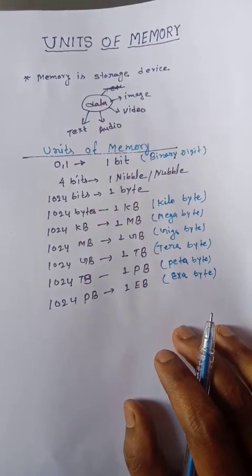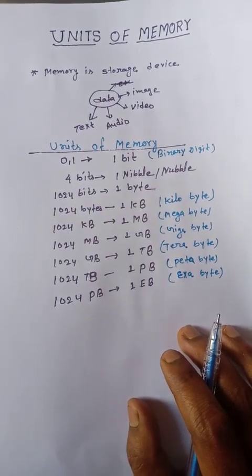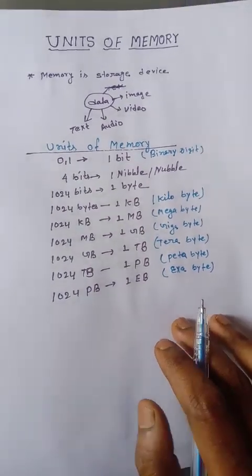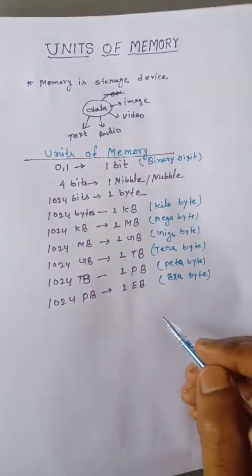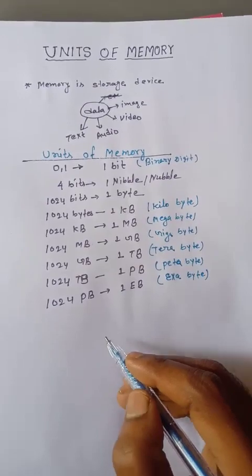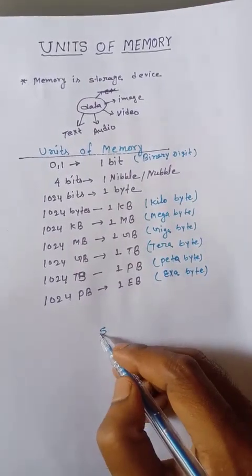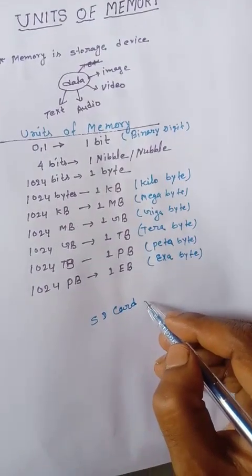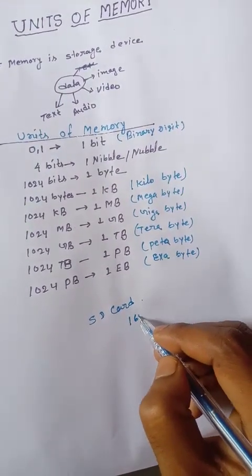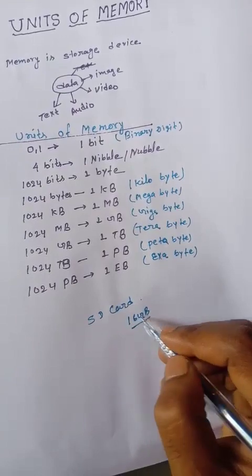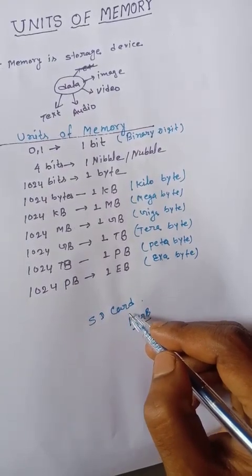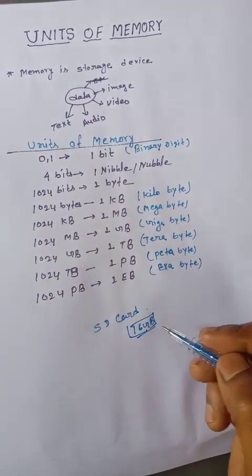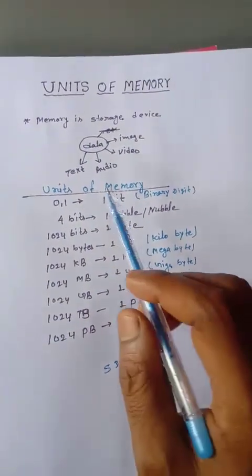We can write it this way. This is the capacity of memory. If we say that a specific SD card has a capacity of 16 GB, it means it can store data up to 16 GB.